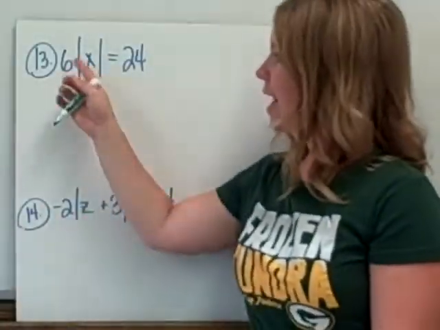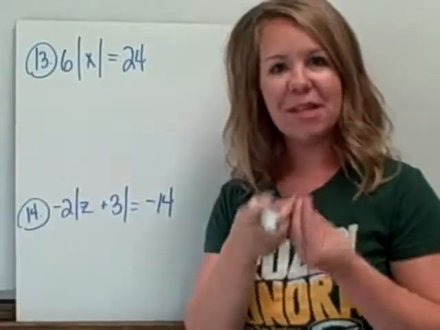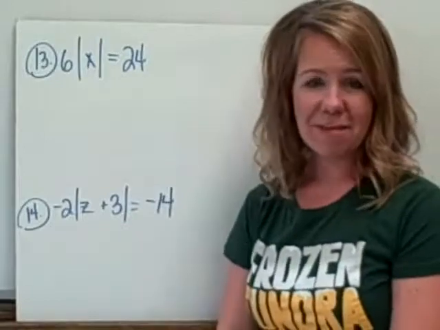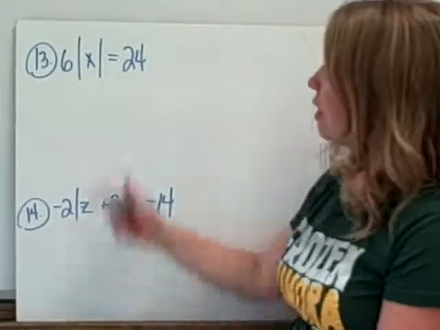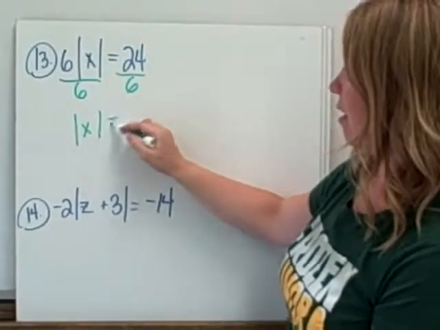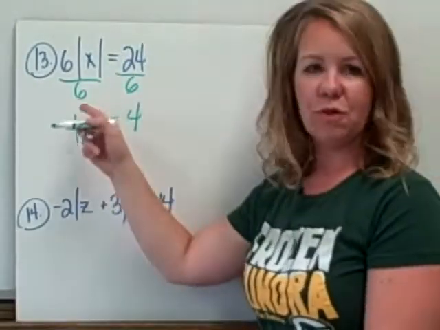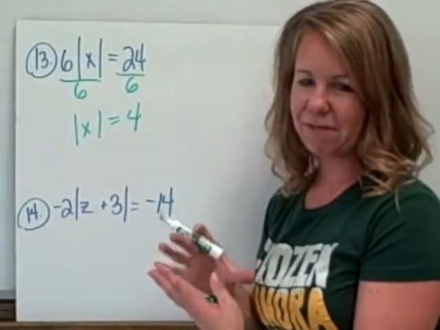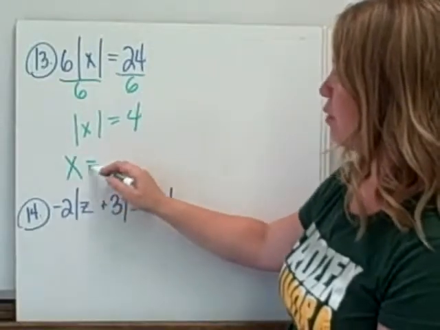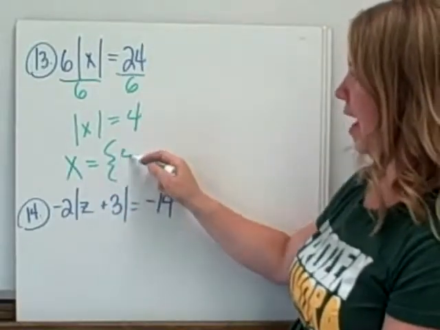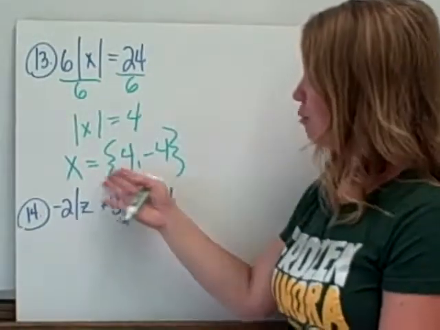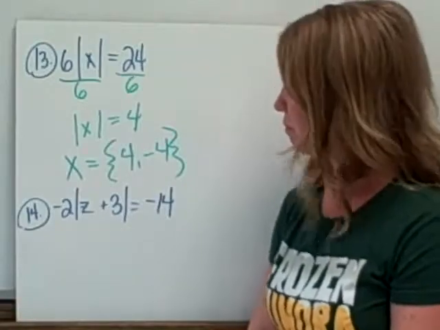Number 13, when a number is next to something else, it means multiply. Just like if it were next to a variable or next to parentheses, it does the same thing when it's next to an absolute value bar. So in this case, I would divide by 6 on each side. And now my absolute value bars are isolated on the left, means they're the only thing that's there. So I'm going to take what's inside my absolute value bars and set it equal to the positive and the negative version of the other side. So in this case, the solution set is 4 and -4.